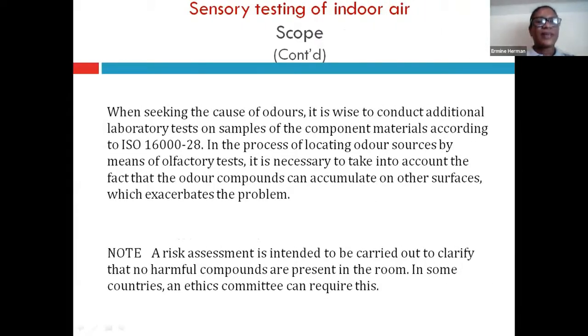All right, okay. So when seeking the cause of odors, it is wise to conduct additional laboratory tests. So you are not going to be using this standard as a standalone standard for indoor air quality, but you have to use it alongside other standards to confirm or to validate the results of your sensory panel. A risk assessment is intended to be carried out to clarify that no harmful compounds are present in the room prior to the assessment.